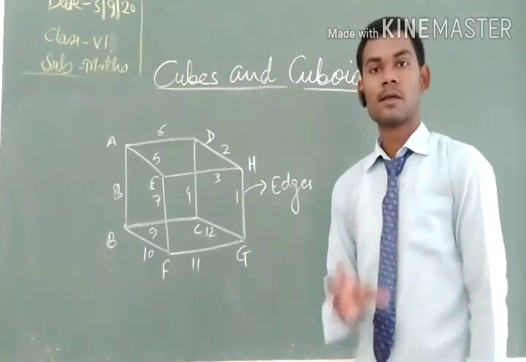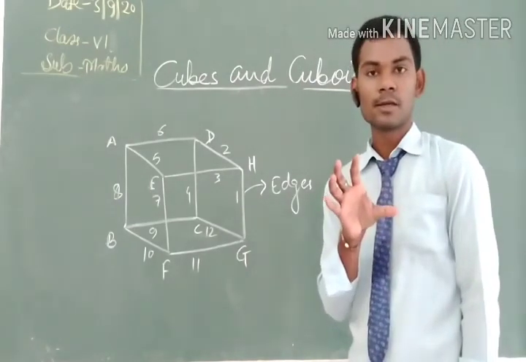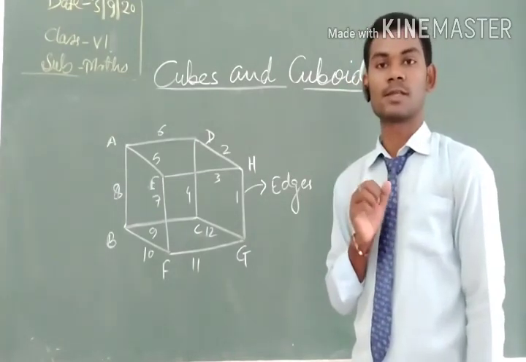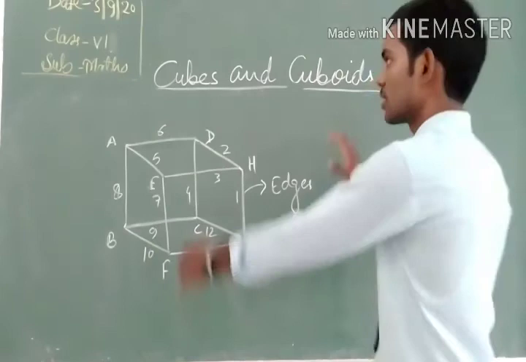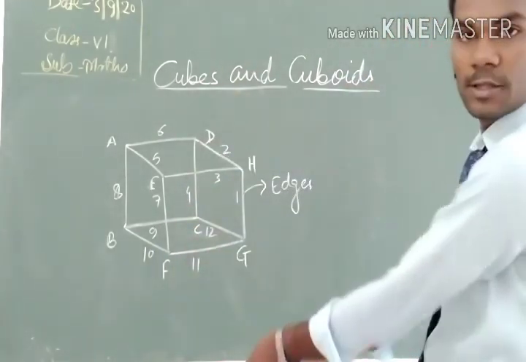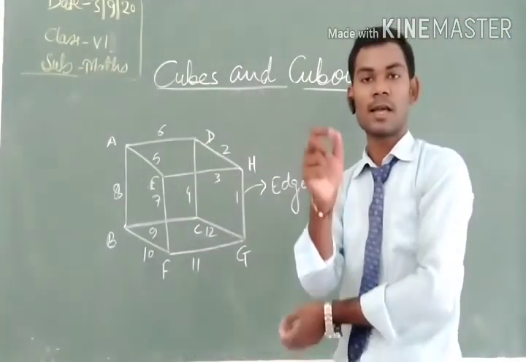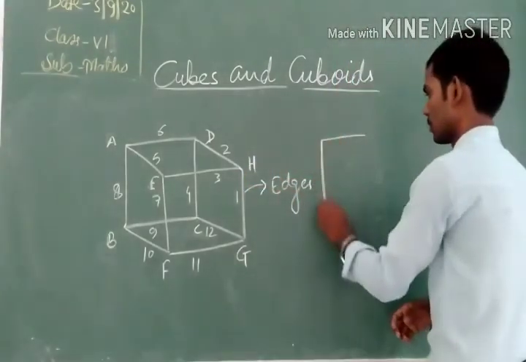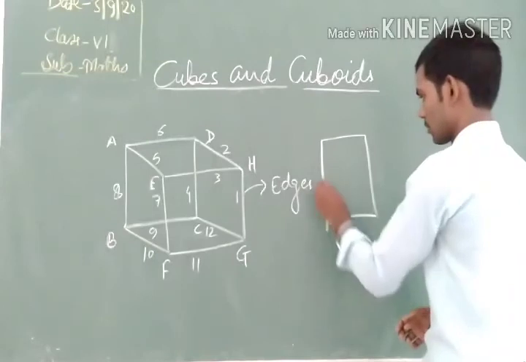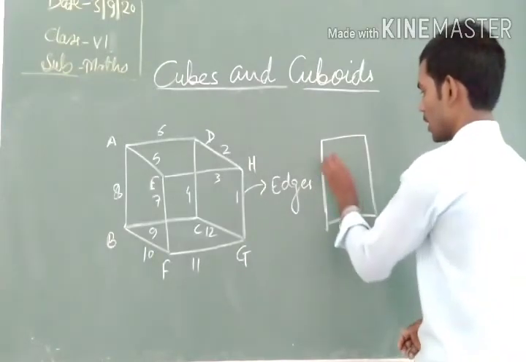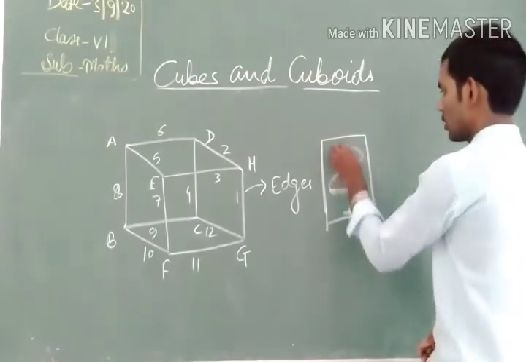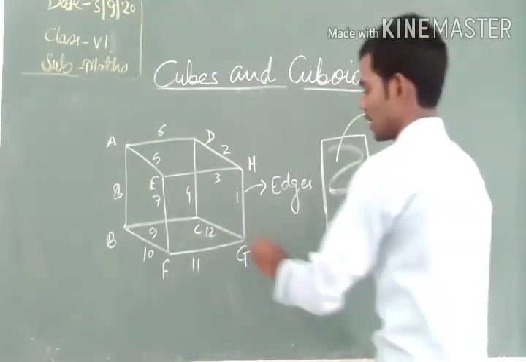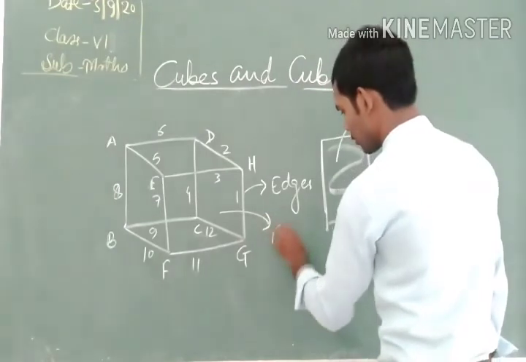And the area formed by every 4 line segments, every 4 edges. If you see this wall, then you see that it has 4 edges. 1, 2, 3, 4. And this wall is called a face. So this is its face.